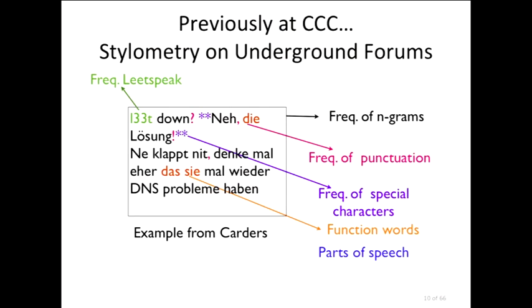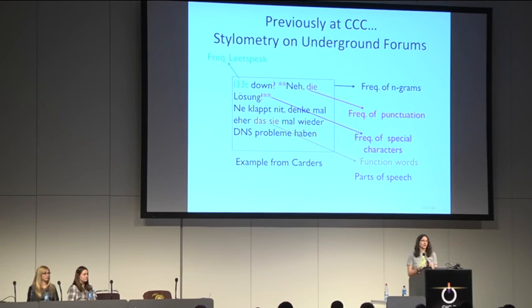And we looked at underground forums. This is an excerpt from the Carders Forum where people trade credit card information. And to do this work, we had to actually extend our analysis tool to German. So JStylo does work in German.